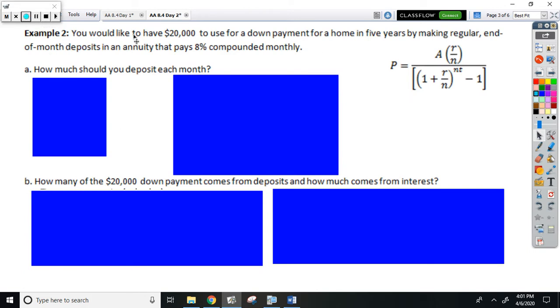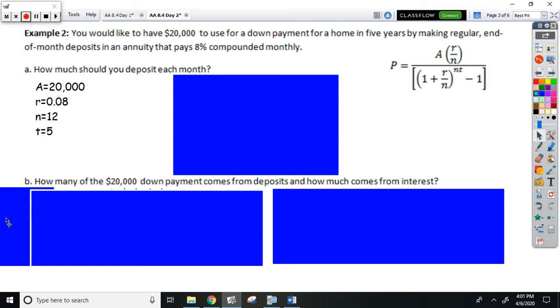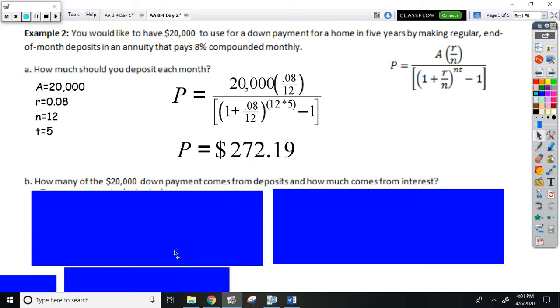Example 2, you would like to have $20,000 to use for a down payment. So you would like to have in the future, that's A, 5 years, interest rate of 8%, depositing monthly. So again, we'll punch those into our formula. A times R divided by N, all over 1 plus R divided by N to the NT power, minus 1. When we punch that in our calculator correctly, we should get $272.19.